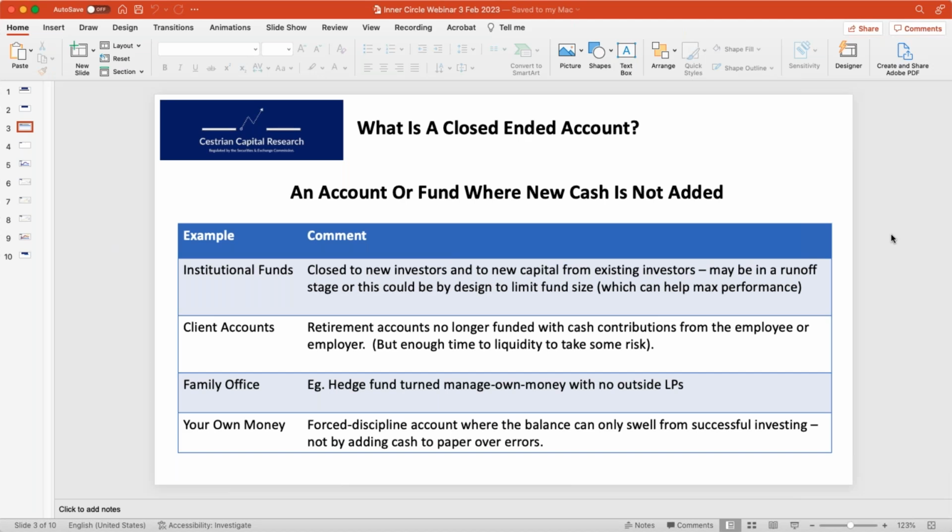And finally, your own money. So for me, I personally run my retirement account on this basis, which is I have a sort of forced discipline account where if the balance is going up, it's only because the investing was successful. It's not because I bundled a bunch of new money into it in order to paper over the cracks or average down or any of those things.